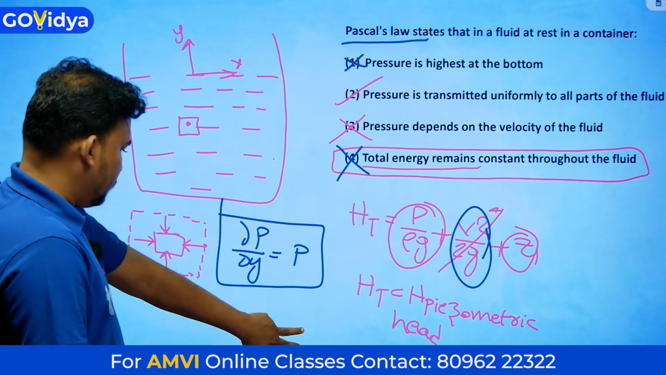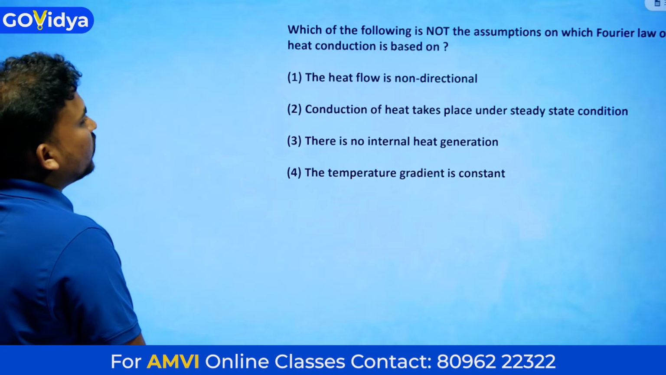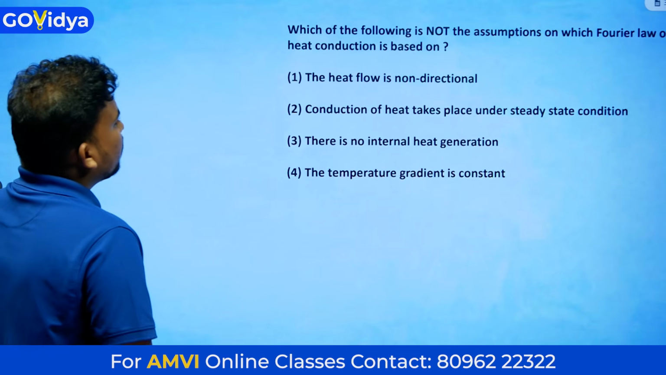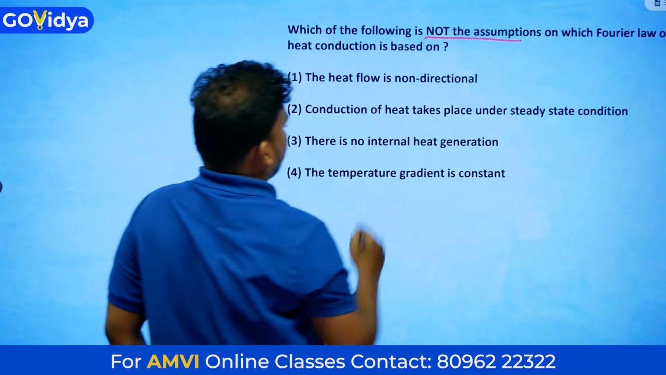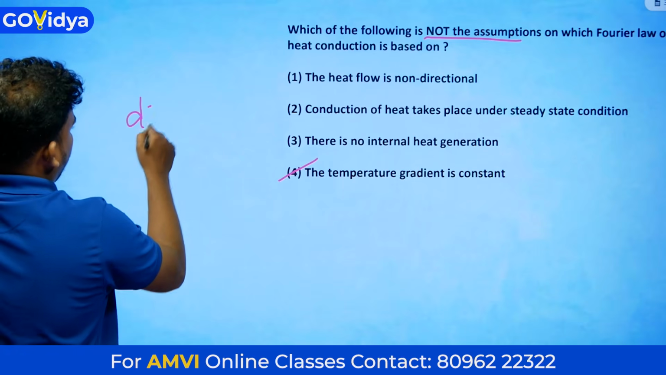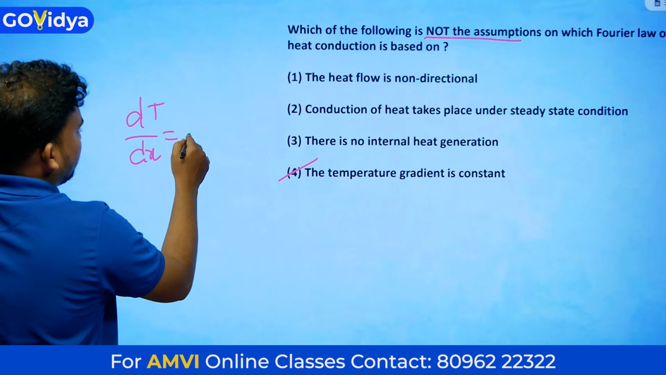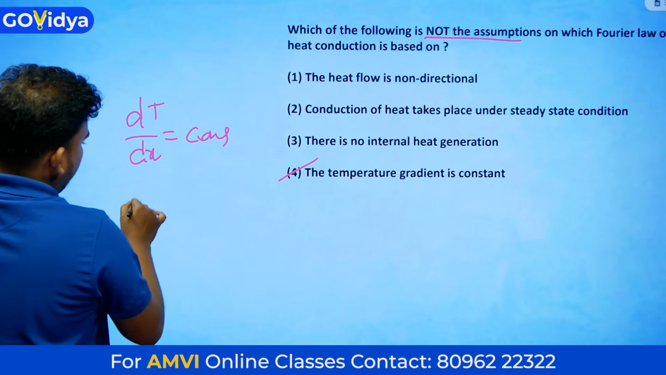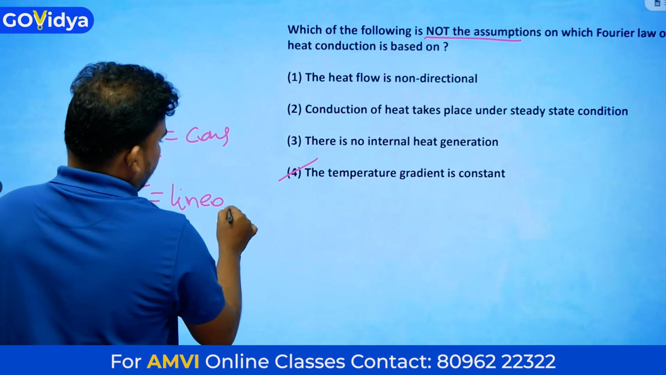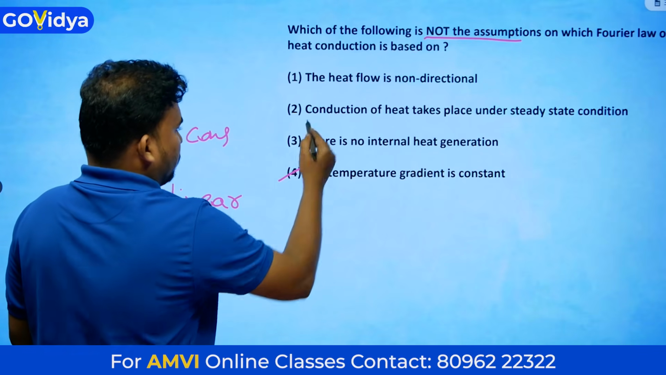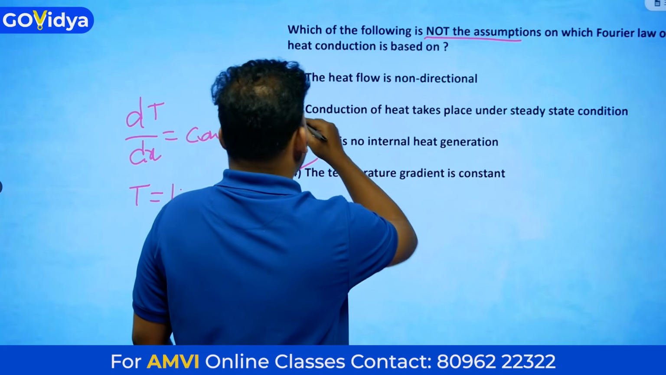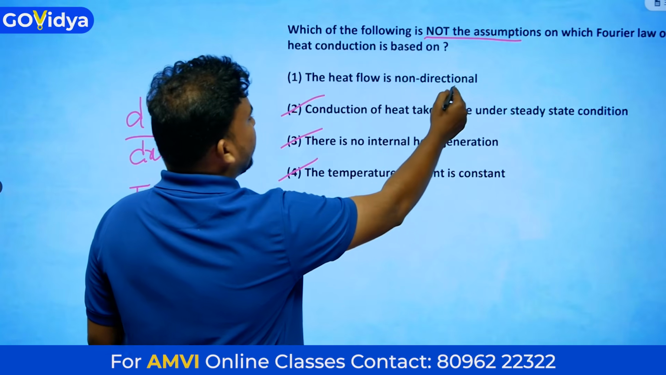Next question. Which of the following is not among the assumptions on which Fourier's law of heat conduction is based? Which is not correct? I am asking for the not correct assumption. We will see. The temperature gradient is constant, which is correct, right? dT by dx is constant. Means we are assuming that the temperature profile is linear. And there is no internal heat generation also. This is also correct. And the conduction of heat takes place under the steady state condition. This is also correct.